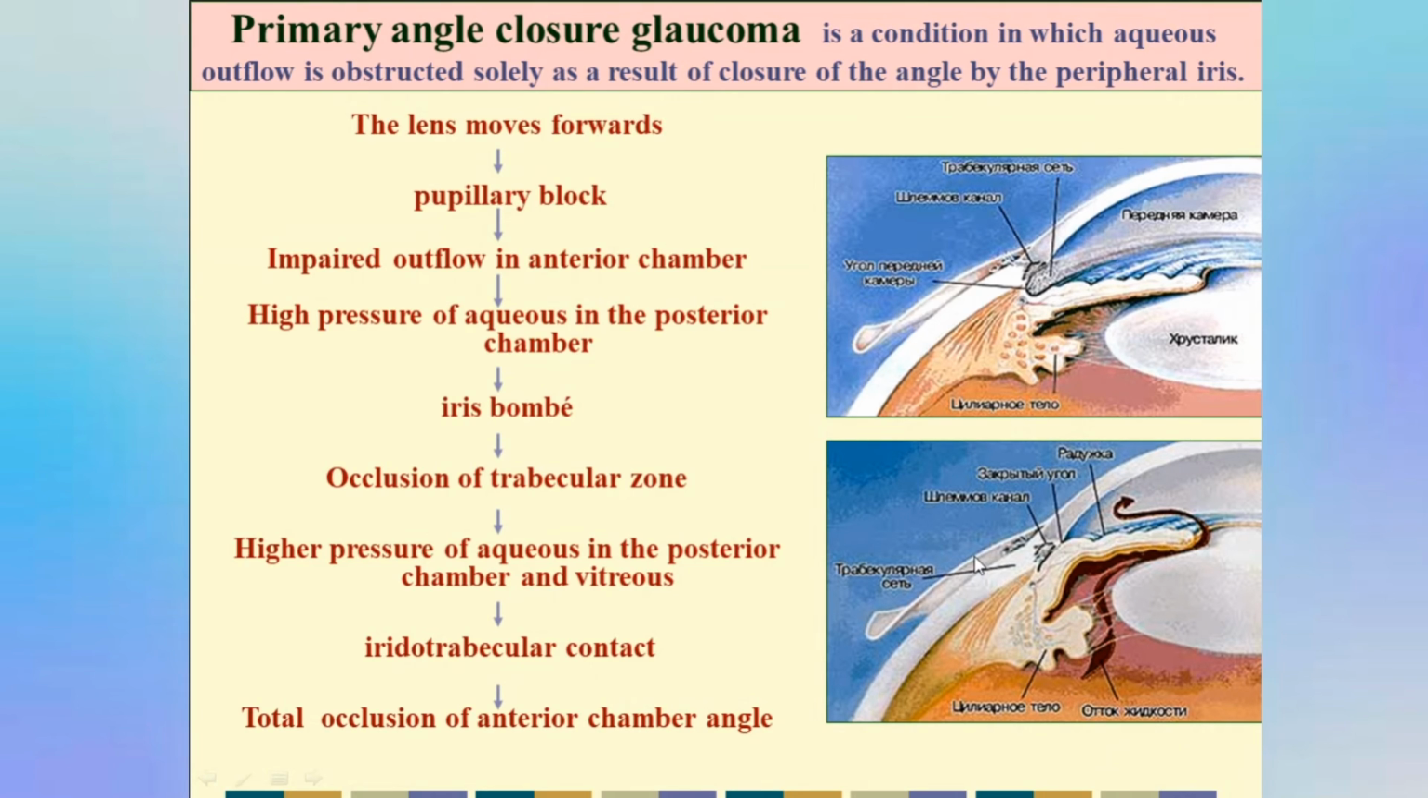and of course, pressure in the posterior chamber and vitreous body increases. Iris contacts the trabecular mesh, and we receive total occlusion of the anterior chamber angle. We receive total occlusion here.